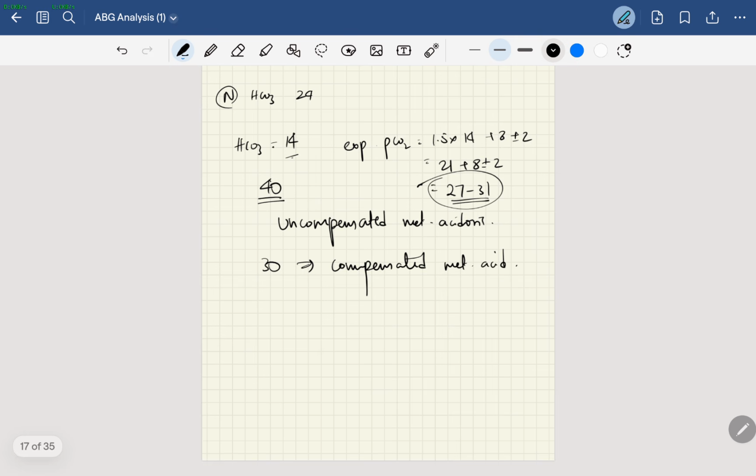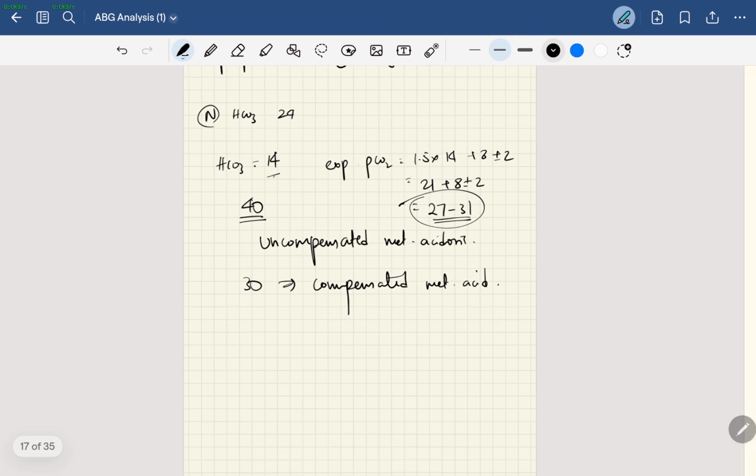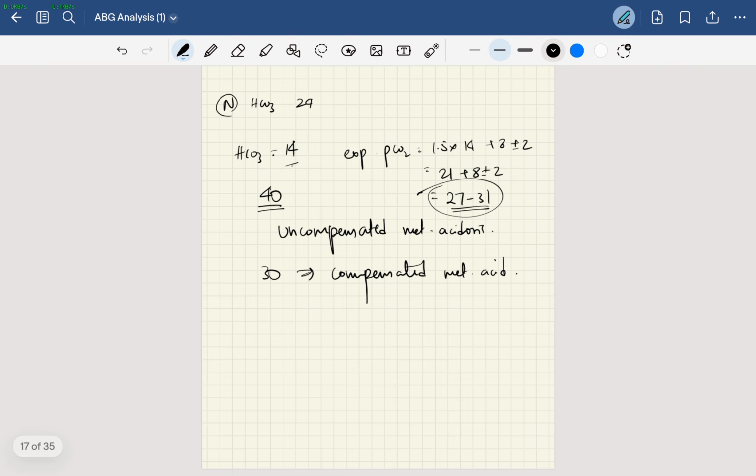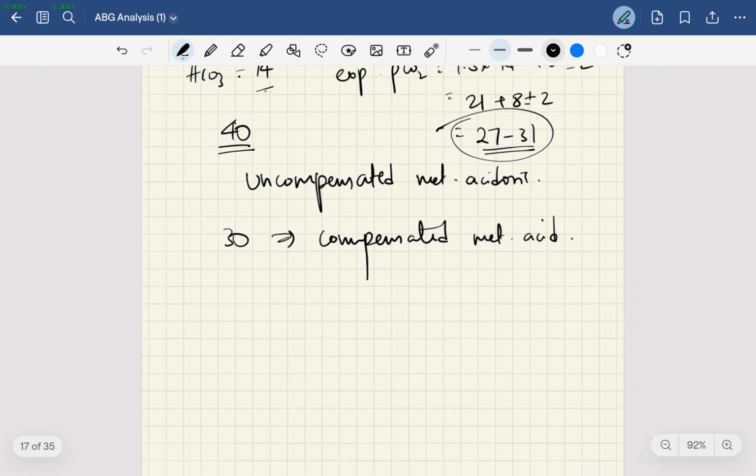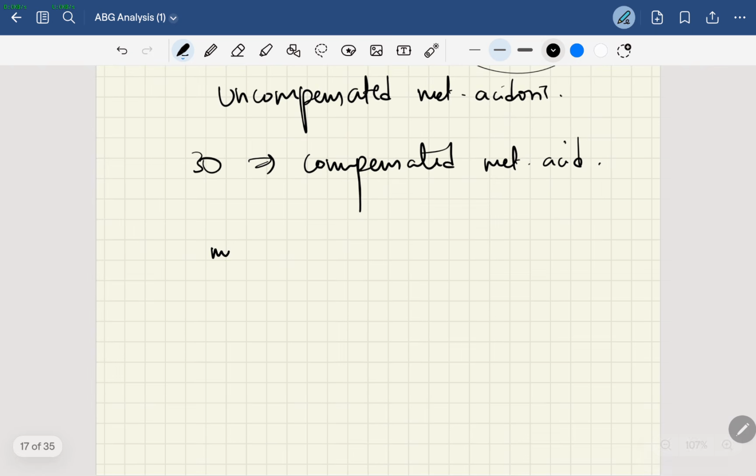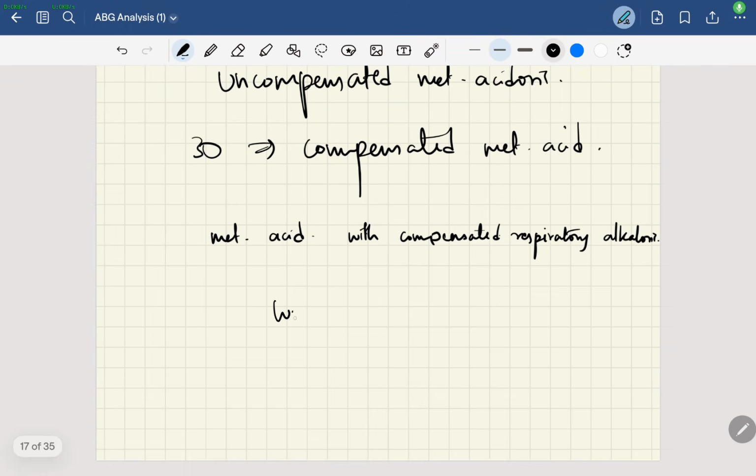I hope this concept makes sense, because they usually do ask whether there is compensation or not in case scenarios. In such a case, the complete answer would be metabolic acidosis with compensatory or compensated respiratory alkalosis. It's important to remember that Winter's equation is strictly for metabolic acidosis. You cannot use it in case of metabolic alkalosis or respiratory disorders.